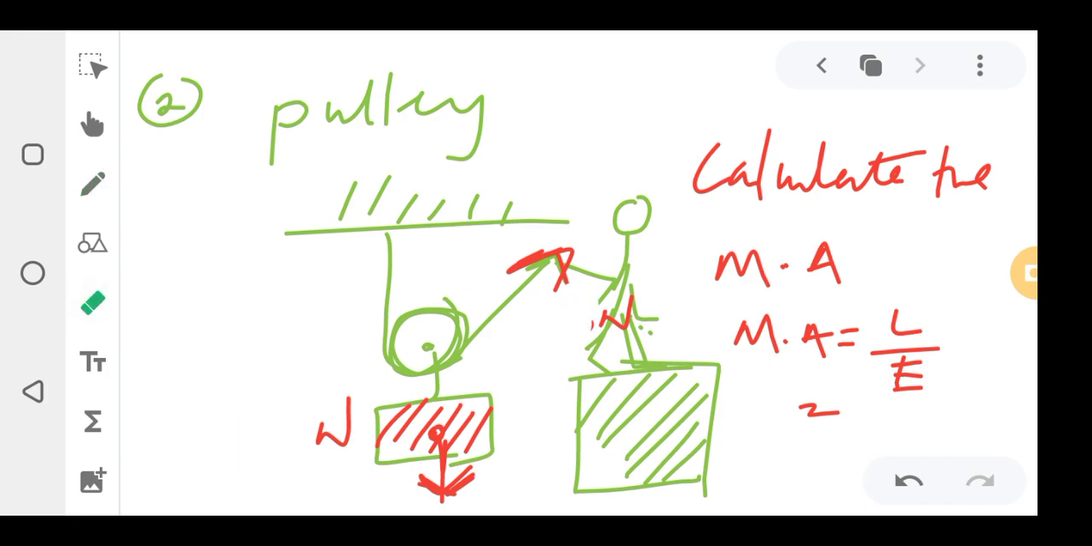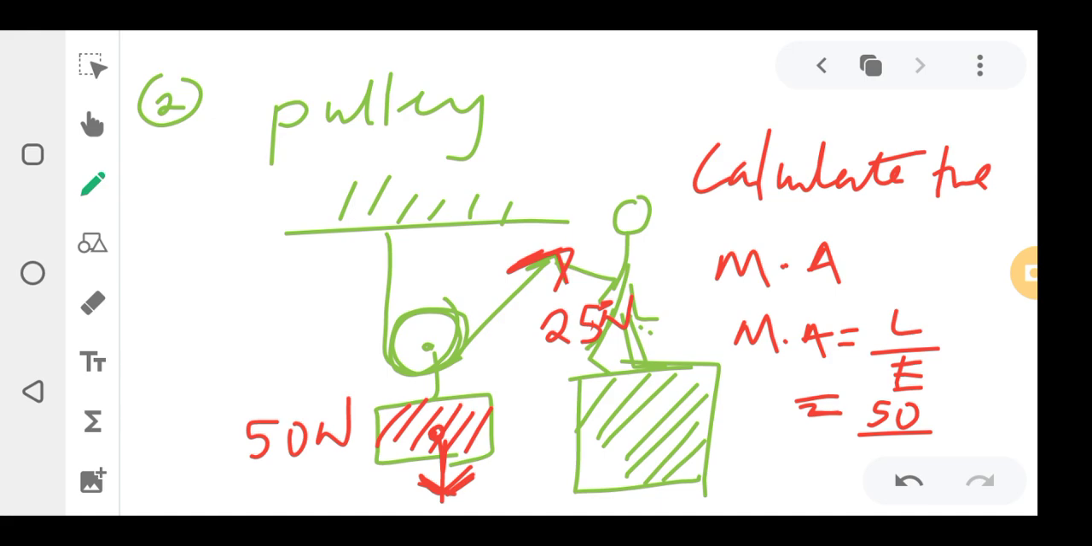Actually, I've used simple ones here. Let's use larger numbers. Let's say we use 50 and then 25. So the box is 50 newtons. The load is 50, which is how much this box is weighing. Over the effort, which is 25.